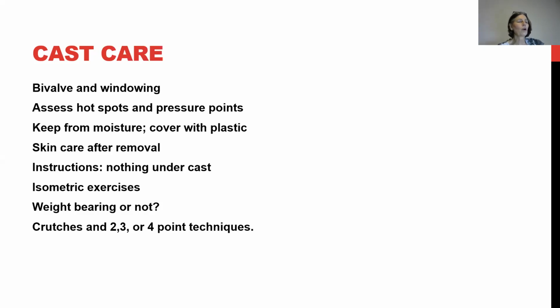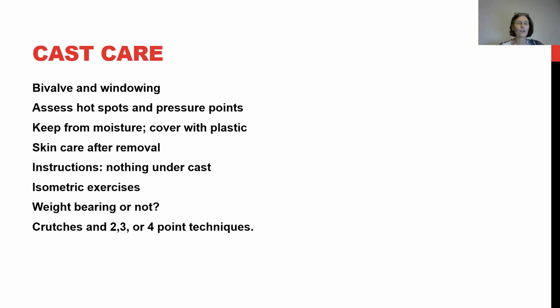So blow dryer on cool, nothing under the cast. You have to really watch children who have casts, because a cast is now like carrying an extra pocket around them. It's a great place to store Hot Wheels or lima beans that they didn't want to eat at dinner and hide it from mom or dad. Down in the cast it goes.